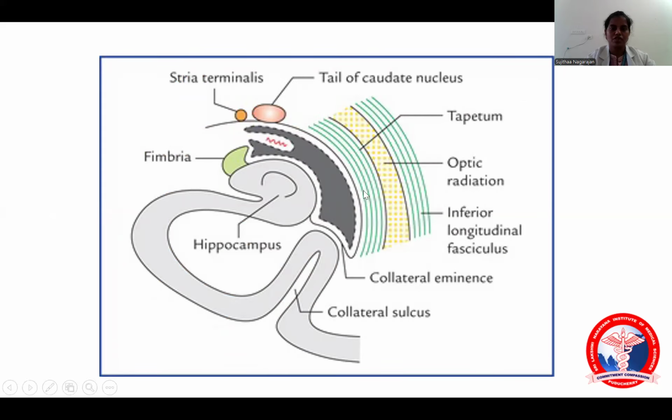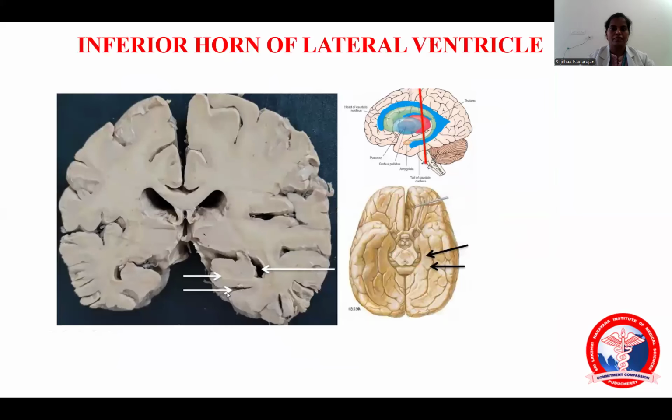So in this picture, we can see the inferior horn. Its medial wall is formed by the hippocampus. Now, the lateral wall is formed by the tail of the caudate nucleus, stria terminalis, as well as the tapetum. Now about the inferior horn of the lateral ventricle, we can see this is a coronal section like this, wherein we are able to see the inferior horn present within the temporal lobe.